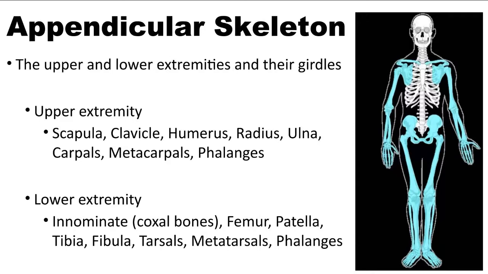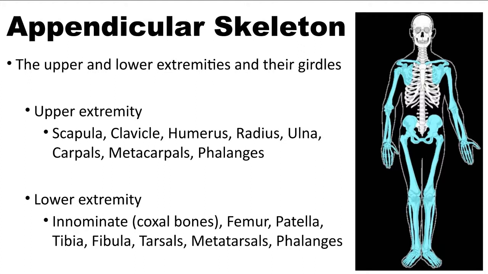The pectoral girdle includes the clavicle, scapula, humerus, radius and ulna. Radius is on the thumb side, ulna is on the pinky side or medial side. The carpals, which are the wrist bones, the metacarpals, which form the palm, and your digits or fingers, which are the phalanges.